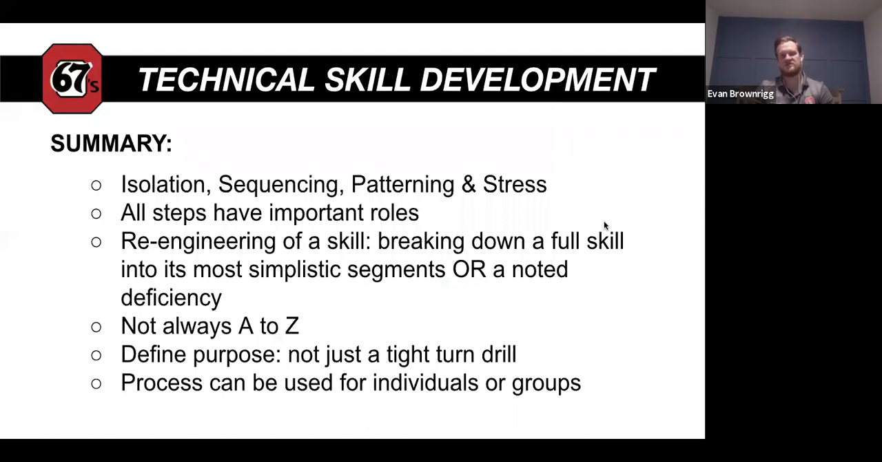So just to summarize the technical skill development side of things, it's broken down into 4 steps: isolation, sequencing, patterning, and stress. So isolation is segments to build a skill. So like we talked about, is it your edge work, is it your hand positioning, your head positioning, where you focus on just a small specific segment. Then we have sequencing. So we're combining all those sequences for a game applicable skill, just not necessarily in a game applicable area. We're focusing on repetition and developing technique.